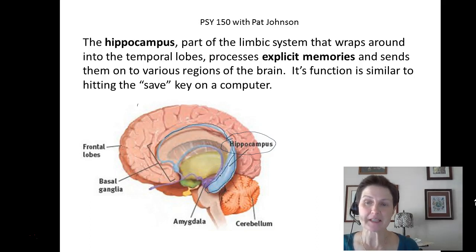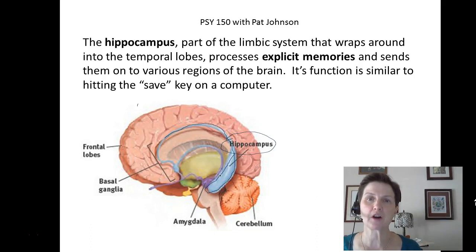What the hippocampus does is it processes explicit memories and sends them on to various regions of the brain. So it's not where explicit long-term memories are stored. It processes explicit memories. It forms them into long-term memories and sends that information to different parts of the brain. And it's like hitting the save key on your computer when you're saving a document. That's what the hippocampus does.